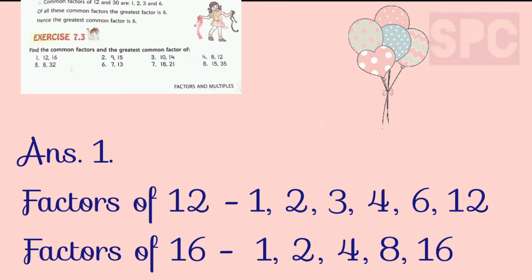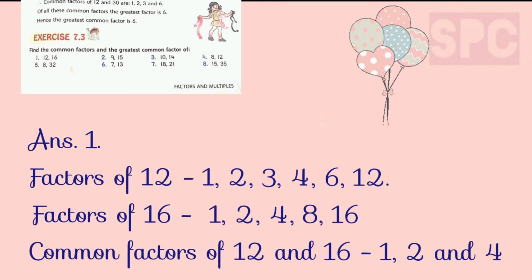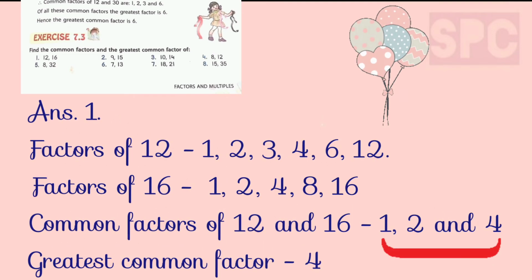Now after writing all the factors of both of these numbers, we will try to find the common factors of 12 and 16, the factors which are common in both of these numbers. So we can notice that 1, 2 and 4 are the factors of both 12 and 16. So the common factors of 12 and 16 are 1, 2 and 4, out of which 4 is the greatest common factor. So it is very simple.